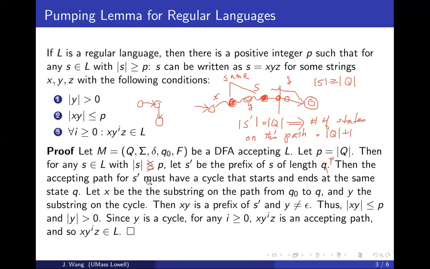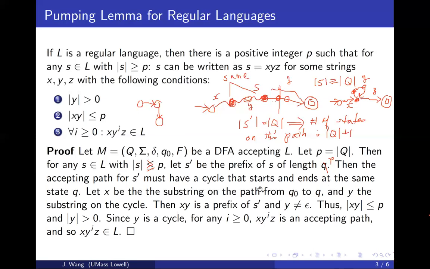Then the accepting path for S prime, this portion, must have a cycle. It is a cycle because these two states are the same. You can think of it like this: this is the initial state, this is the repeated state. You combine them into one, and this is your y. That's a cycle. Then you go through some other nodes and go to the accepting state. This is your z. This is your x, from the initial state. So that is a cycle.